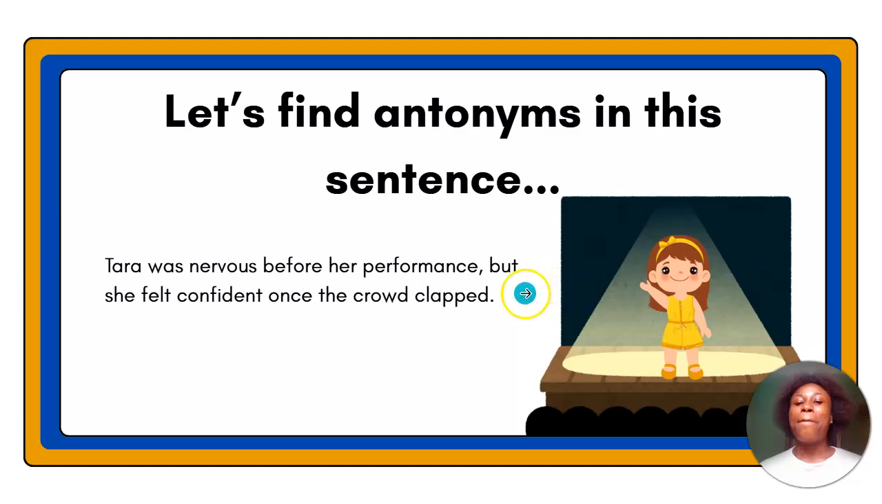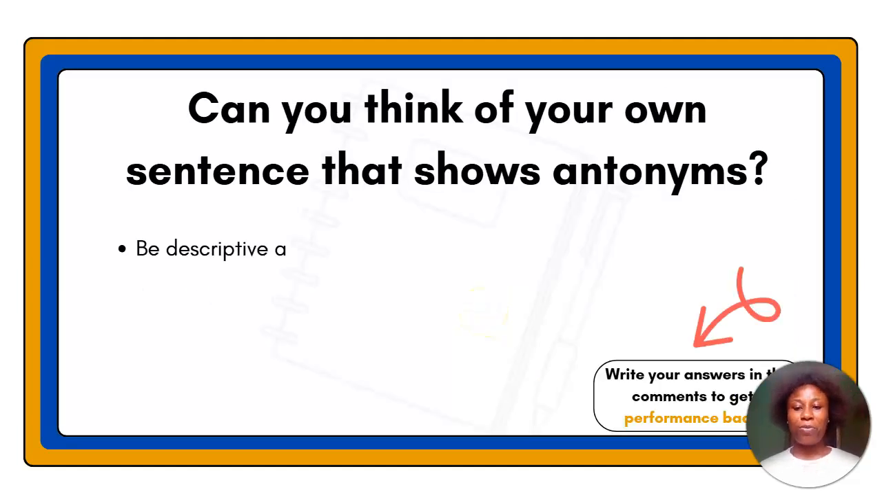So the contrast word there is but. The sentence started with something not great, which is nervous. And then it went on to add but. Afterwards, she felt confident once the crowd clapped. Are you following? Great. So, I need you to think of your own sentence that shows antonyms.